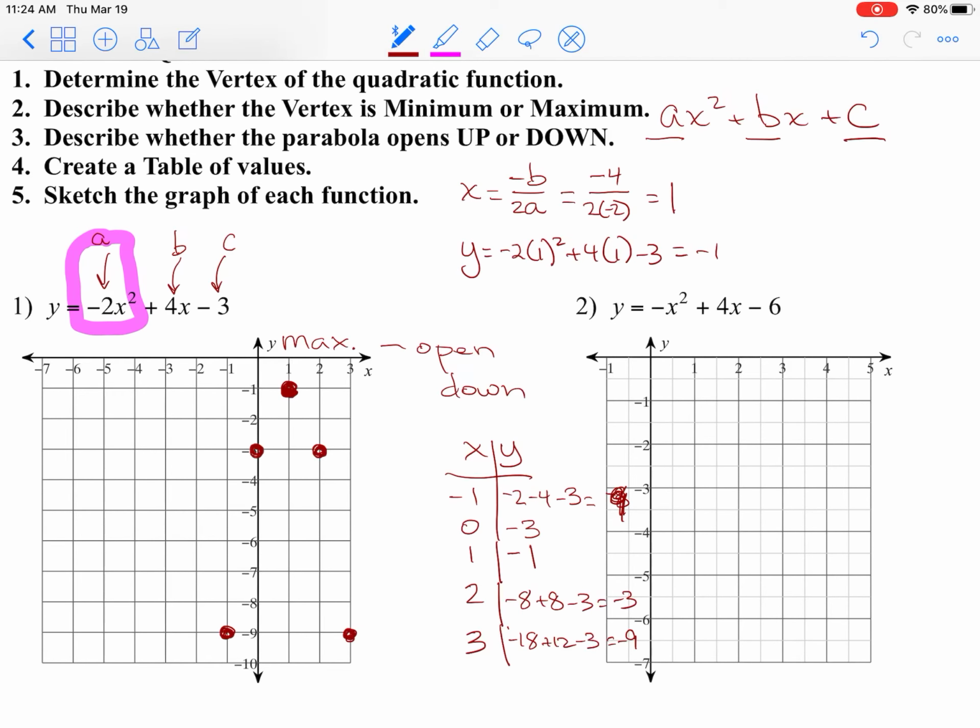So there's our 5th point, and then we try to make that look like a curve, and so it looks like that. And we've satisfied all 5 of our instructions. We found the vertex, we determined whether it was a max or a min, we said whether it opened up or down, we created a table of values, and we sketched a graph. Great job.